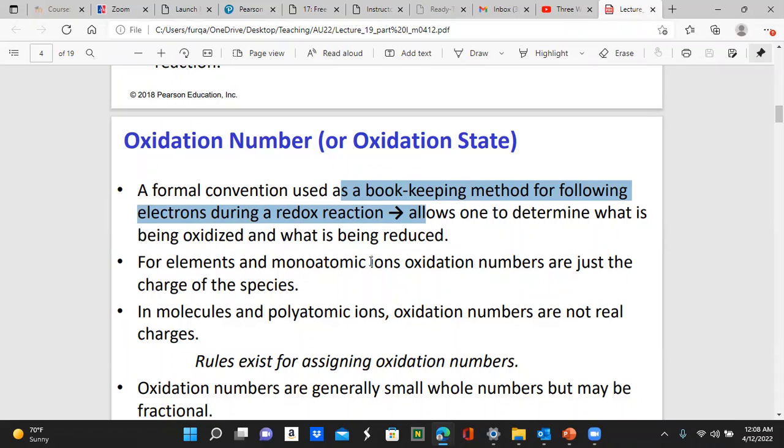So for elements and monoatomic ions, oxidation numbers are just the charge of the species. What do I mean by an element? A neutral atom is not charged at all. So if it's zero charge, overall charge on a neutral element, then it's going to be the zero oxidation state. And if you have monoatomic ions like sodium ions, chloride ions, bromide ions, calcium ions, these are called monoatomic, or atomic ions, they're going to go with their charge.